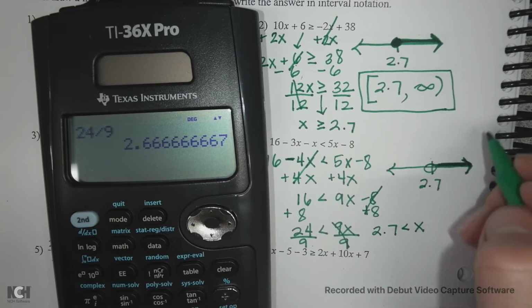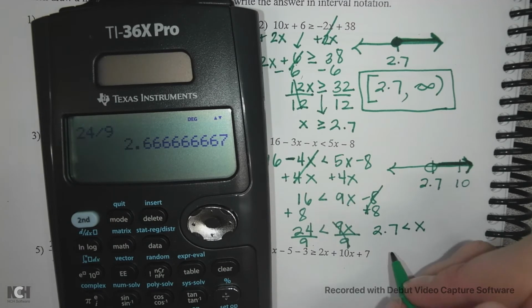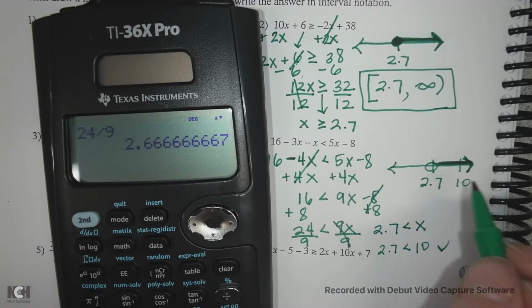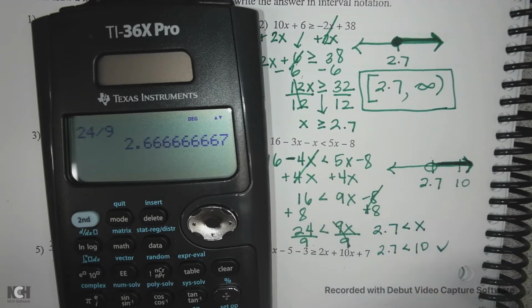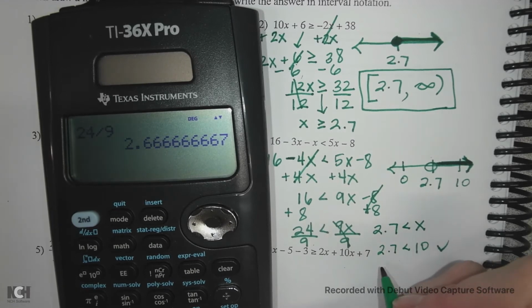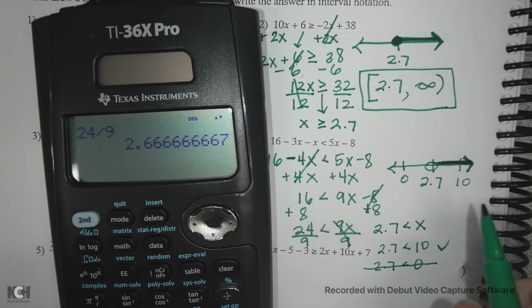So if I pick a number bigger than 2.7, like, I don't know, 10, let's plug it in for x. Is 2.7 less than 10? Heck yeah, it is. So we want to shade on the side that makes this statement true. We could pick a smaller number if we wanted to, like 0. Let's test that. Is 2.7 smaller than 0? No. So we don't shade that side.